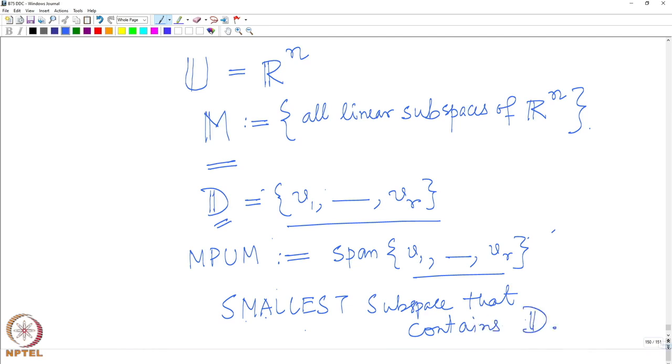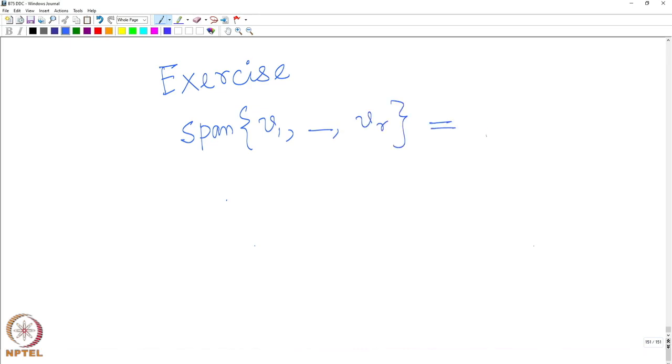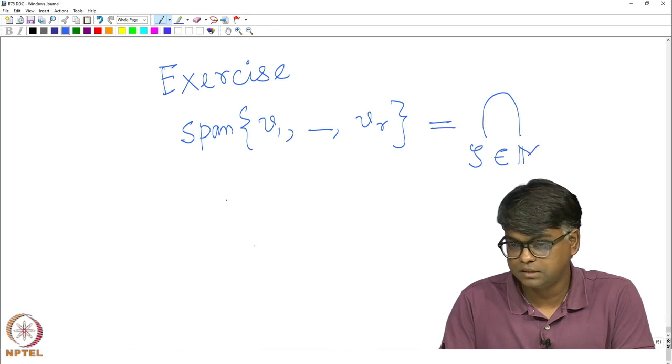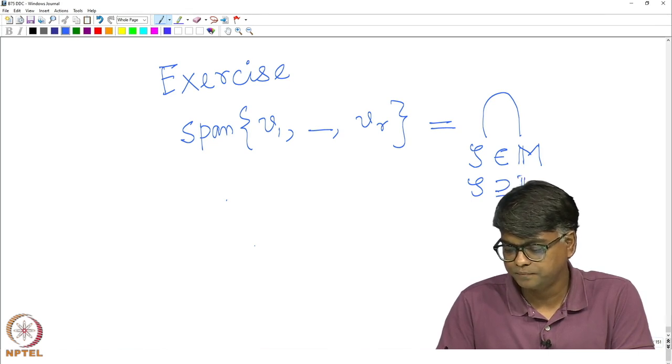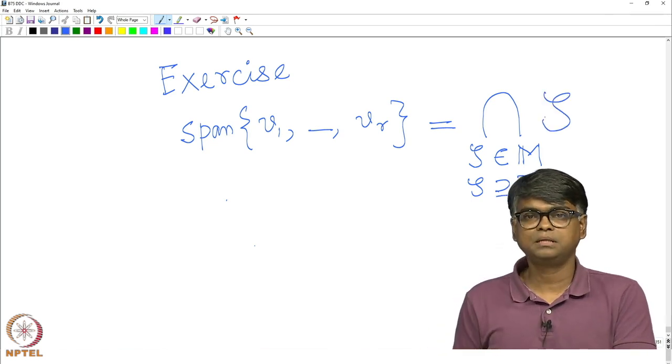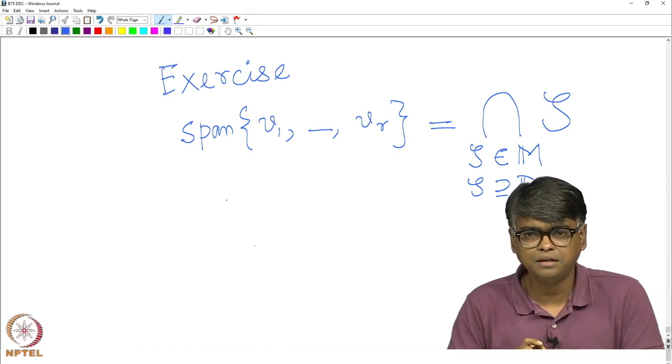Why is this the smallest subspace? Do it as a part of your exercise. This is something that you must have surely done in your linear algebra course. Show that the span of V1, ..., Vr is in fact equal to the intersection of all subspaces S, that means S from the model class, such that S contains D. It is the intersection of all those subspaces, that is the span. This is a very standard exercise that is given in every linear algebra course.